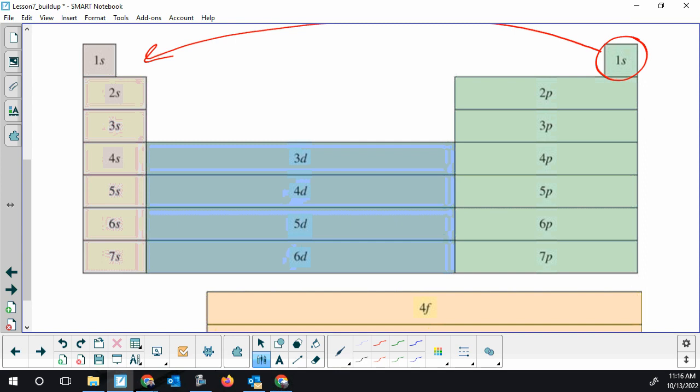1s, 2s, 2p, 3s, 3p, 4s, and then we hit D's for the first time, and D's are 1 off. It's the 4th row across, 4th row down, but it's 3. When you get to F, it's 2 off. So the F kicks in the 6th row. So now homework hopefully can start getting a little faster, particularly once you get the patterns down. So that is most of quantum mechanics for high school.